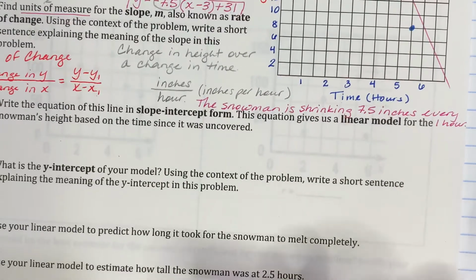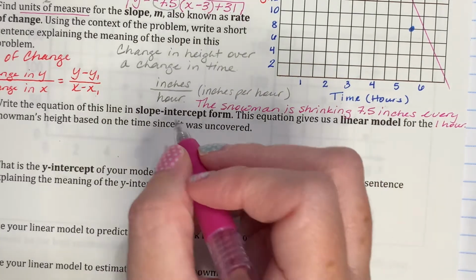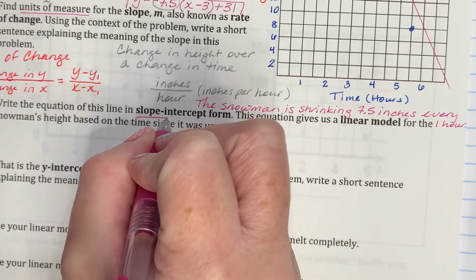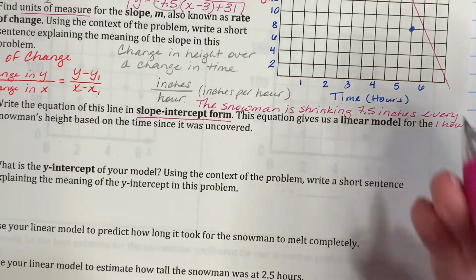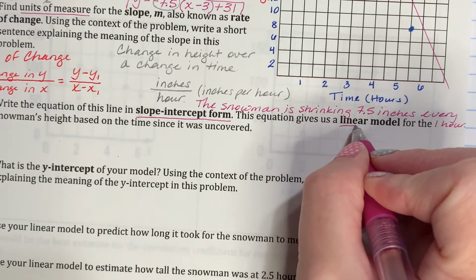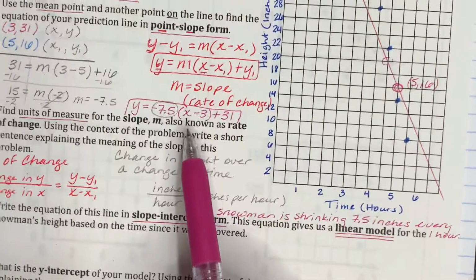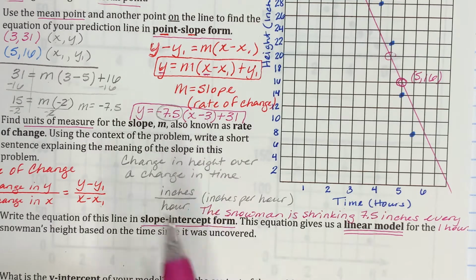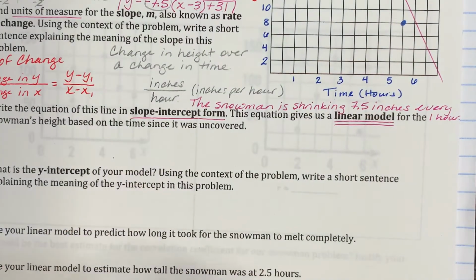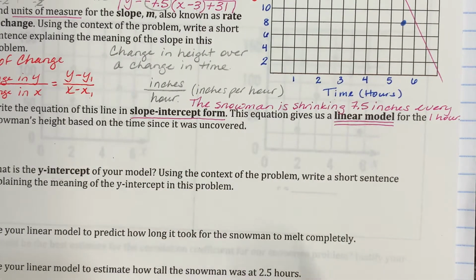All right, moving on. Write the equation of this line in slope-intercept form. So here's a new form, slope-intercept form. This equation gives us a linear model. This is what linear models look like. Point-slope form is an equation, but it is not what linear models look like. Linear models are slope-intercept form, so we have to keep that in mind, for the snowman's height based on the time since it was uncovered.